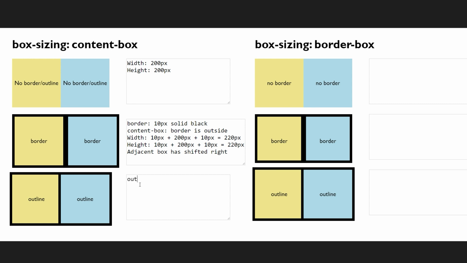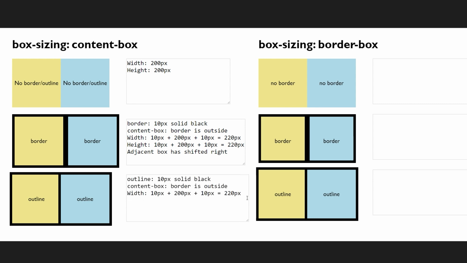So in the third example, we've applied an outline, again 10 pixels and a solid black. So when the box-sizing again is content-box, we notice that the outline is again on the outside. So the width will be again 10 pixels plus 200 plus another 10, a total of 220 pixels. And the same for the height.